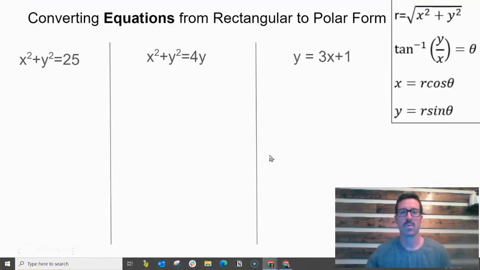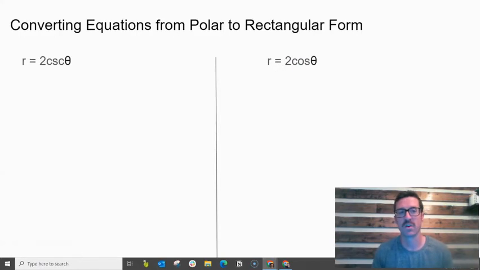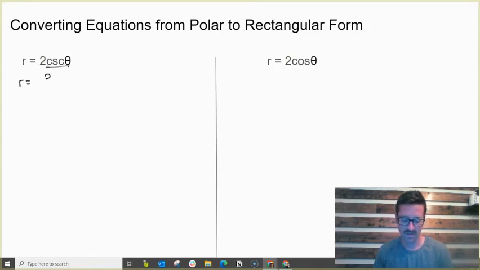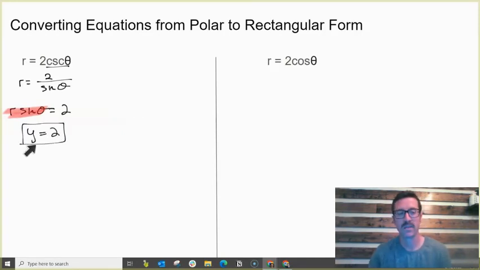Now, let's look at our other type of problem where we're actually going to start in polar form and convert to rectangular form. I've just got a couple of examples here. So if I start in polar form, what we need to recognize first off is that secant theta is equal to 1 over sine theta. And so if I take this and multiply both sides of my equation by sine theta, we have r sine theta equals 2. Well, r sine theta, if we remember, that's what our y coordinate is. So we have y equals 2, and boom, we've converted this equation to rectangular form. This would be a horizontal line through 2.